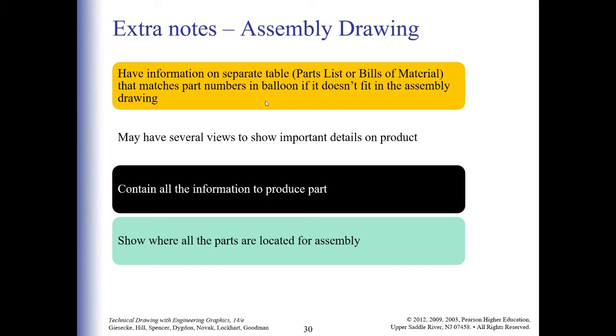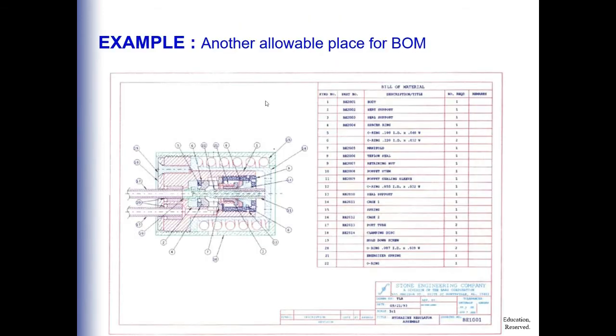An extra note for assembly drawing: it must have information on a separate table that matches the number of the balloon if it does not fit in the assembly. So basically, if it doesn't fit in the assembly, you need to have additional numbers. It must contain all information and show where all the parts are located for the assembly. This is an example of an allowable place for the bill of material. On the right side, you have the bill of material and also a number of all the information surrounding the parts.